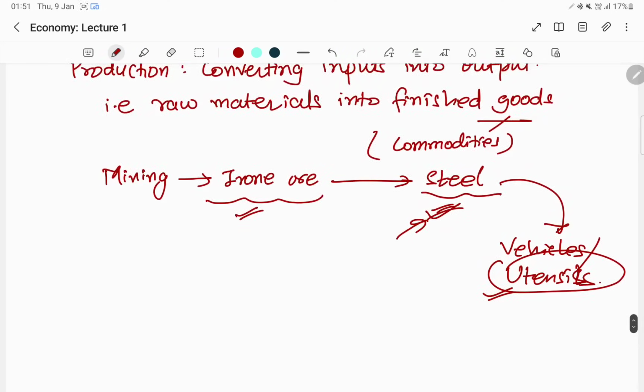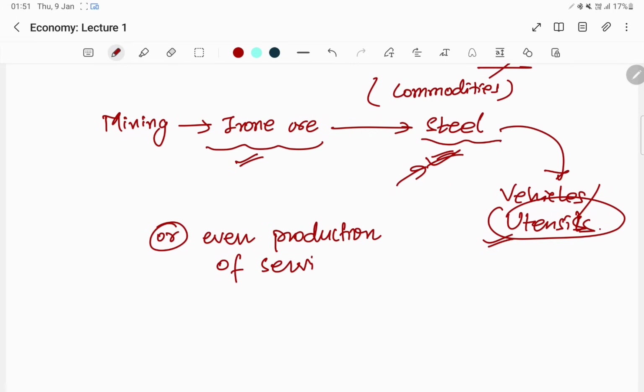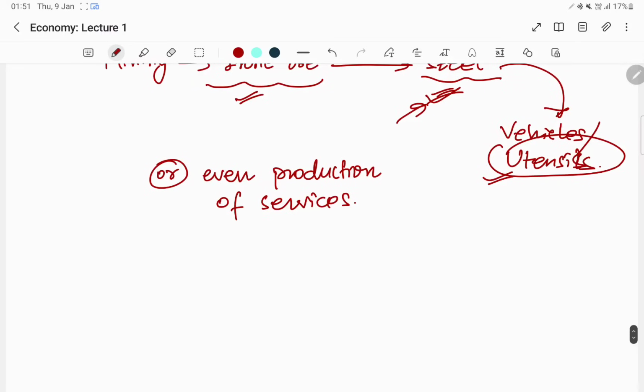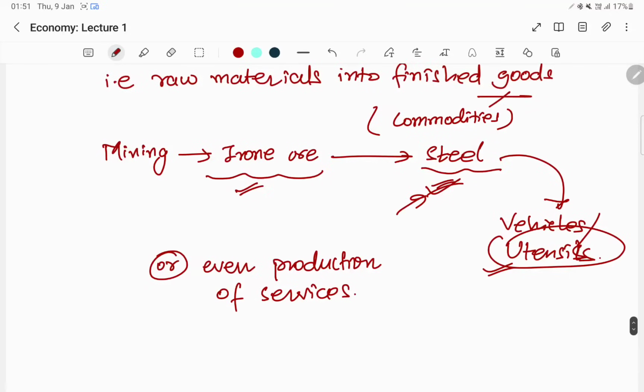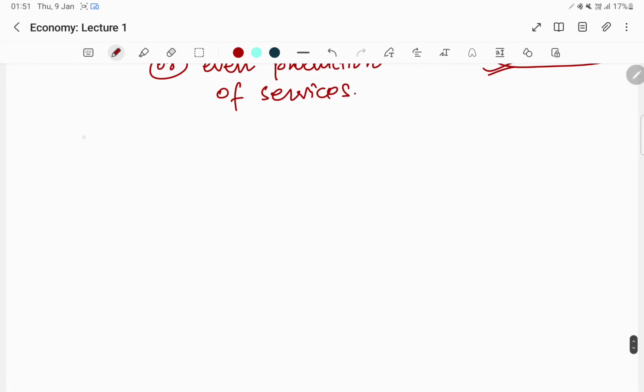Production is not only related to goods, maybe for services as well. For example, right now whatever we are learning, I am sharing some information, you are learning this information. So this is production of services, I am producing this service. So production is related to both commodities, goods, as well as services. Let's see the next definition, that is consumption.